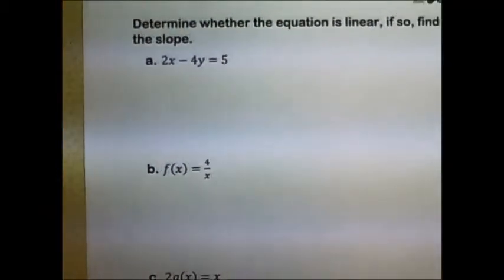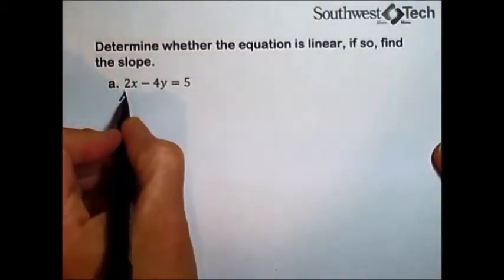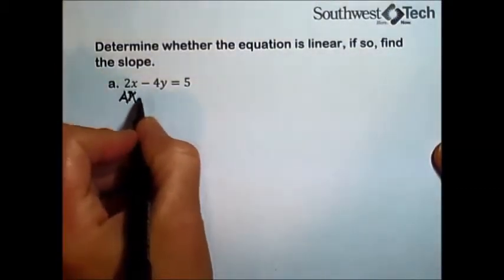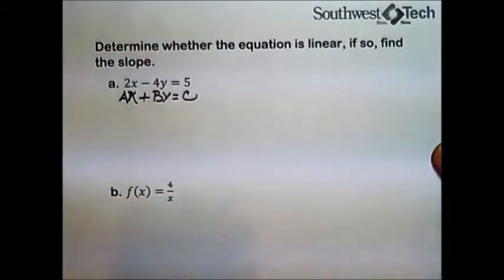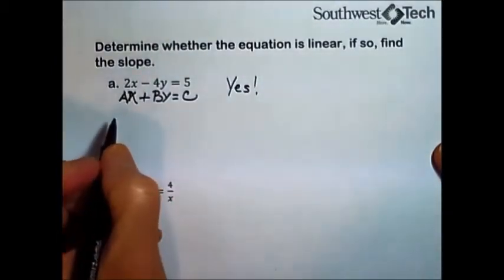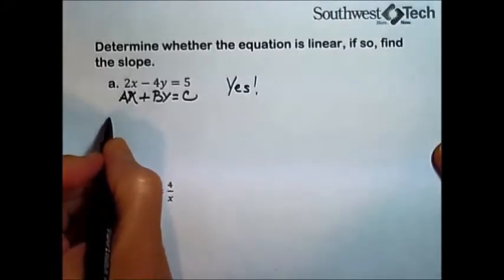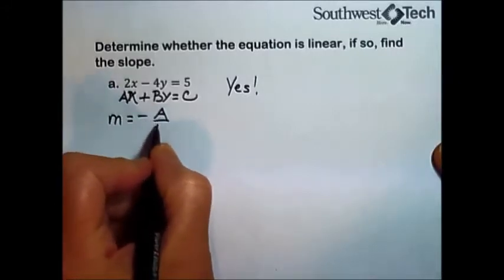So let's take one final look at applying this skill. And what we have here is problems that are asking us to determine whether the equation is linear. If so, find the slope. Well, this first one is in the form of ax plus by equals c, so there's no question that yes, it is linear. They're asking us for the slope, and we can use that shortcut. The slope is equal to the opposite of a over b.